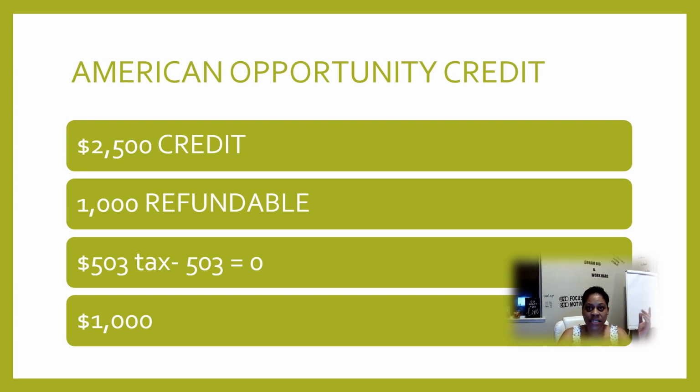So let's say you had expenses of $10,000, the whole $10,000. 25% of that would be $2,500. So you would qualify for a $2,500 credit, but only $1,000 of that credit is refundable. So they use the non-refundable portion to lower your income tax down to 0, and then you get the refundable portion as a credit.